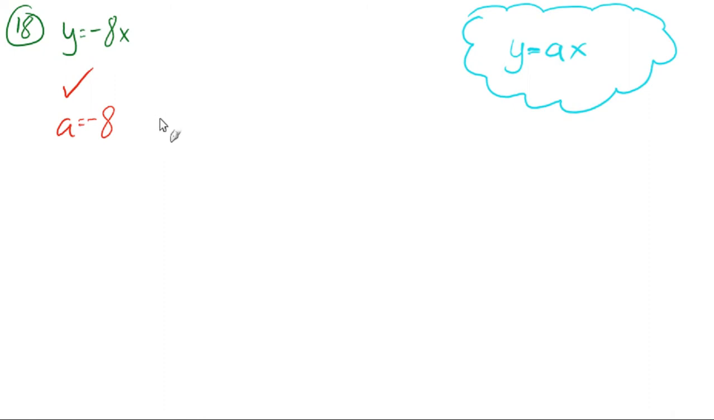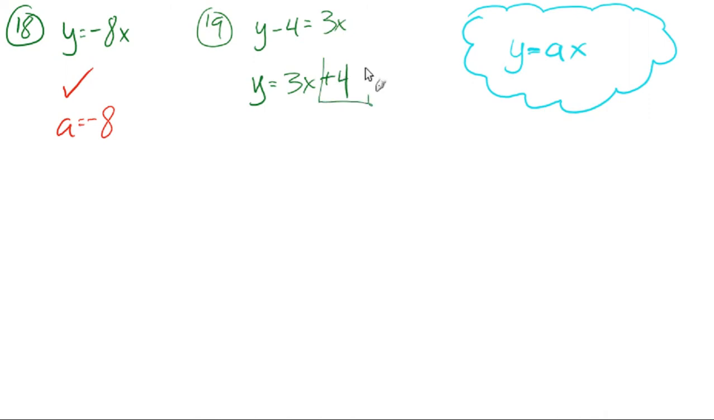Okay. Let's try 19. Y minus 4 equals 3x. Maybe we should get it to be y equals. We're used to that setup, y being on one side. So y equals 3x plus 4. Does this look like that? No, not exactly. It's got a little bit extra. It's got a plus 4. This would have a plus 0 there. So no, that's not a direct variation. And so there is no constant of variation, seeing as it's not a direct variation equation. Just need to match it up and see, does it look like y equals a times x?